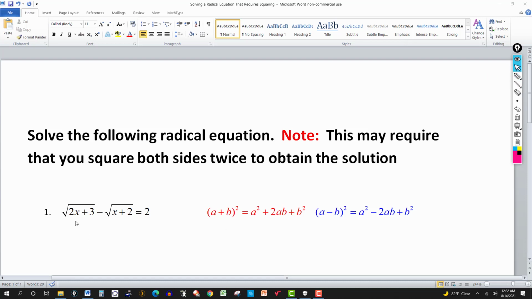Now, in this case, we have the square root of 2x plus 3 minus the square root of x plus 2 is equal to 2. Notice it says, note, this may require that you square both sides twice to obtain the solution. Okay? So we're going to pause the video here, and there's your hint for this one, and see if you can solve it, and then I'll come right back.